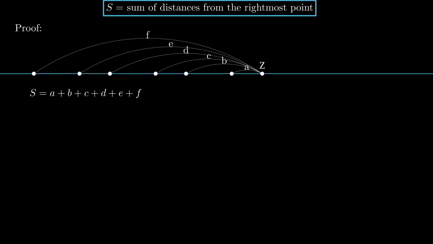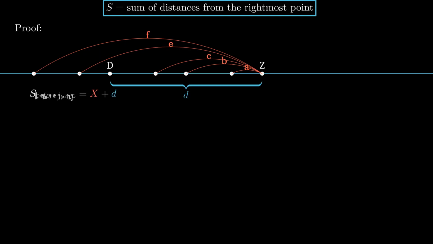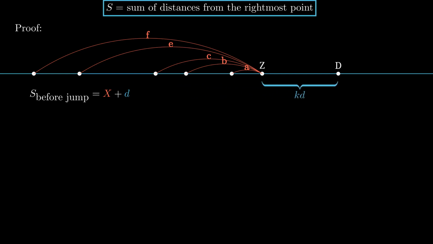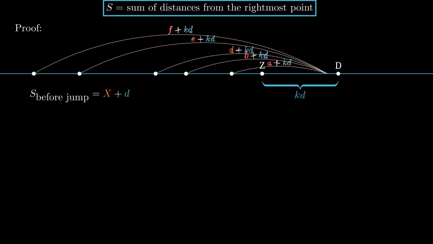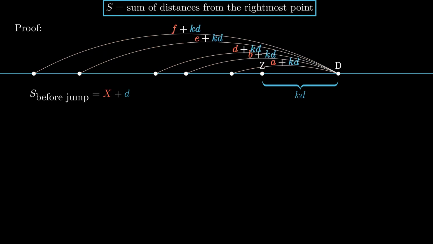Let Z be the rightmost point and D be one of the others. Denote the distance from Z to D as D and the sum of other distances as x. So initially we have S equal to x plus D. Now what happens when D jumps over Z? Distance D is replaced by kD and all the other distances increase by kD. So we have a new value of S equal to x plus (n minus 1) k times D.